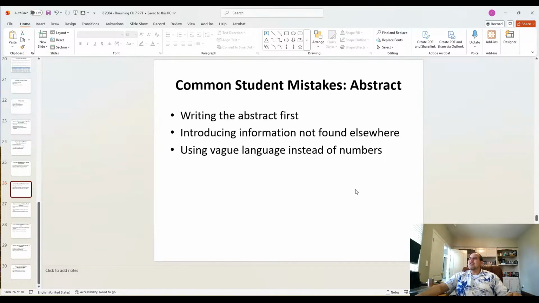And using vague language instead of numbers, right? Particularly for state and federal grants, they want numbers. How much money are you asking for? How many people are you going to serve? How many hours are you going to serve them, which is the dosage, right? If you have a program that says I'm providing a 15-hour dosage, that means you're going to give them 15 hours of time or 15 hours of programming or something like that.